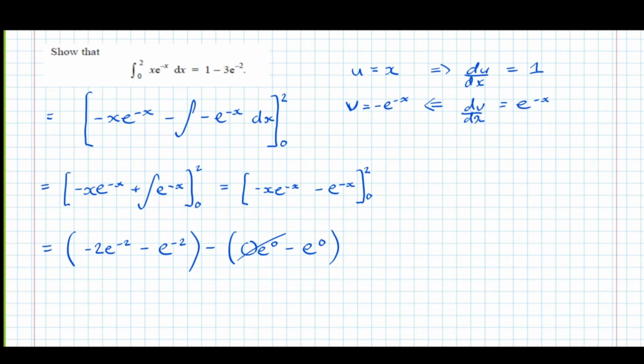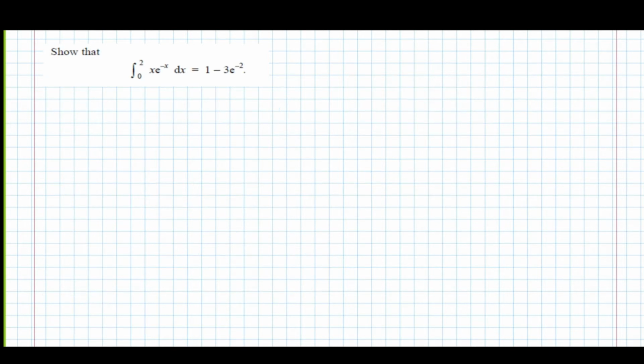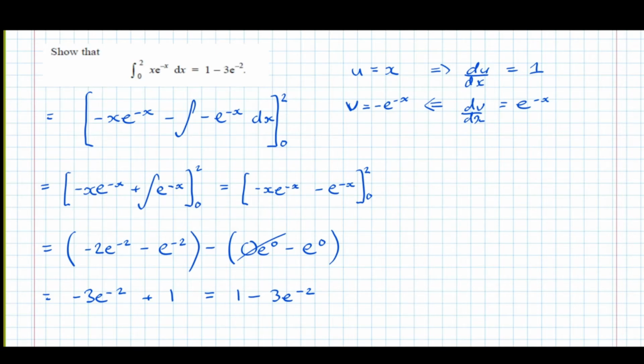So here I get 1 minus 3e to the minus 2 in that first bracket. And so as not to be awkward, I want to give them back exactly what they asked for. 1 minus 3e to the minus 2 is the answer that they were wanting. So that's how limits work.